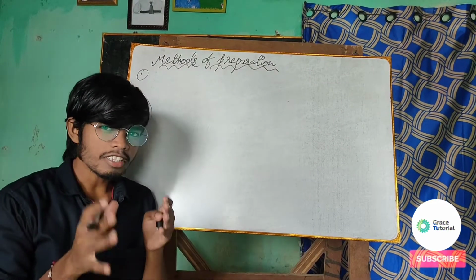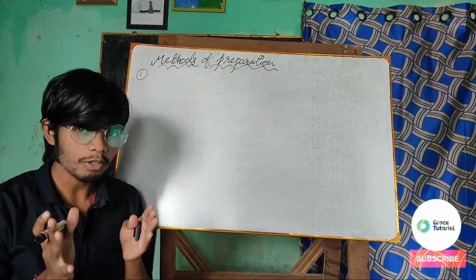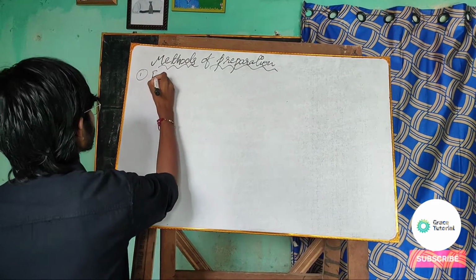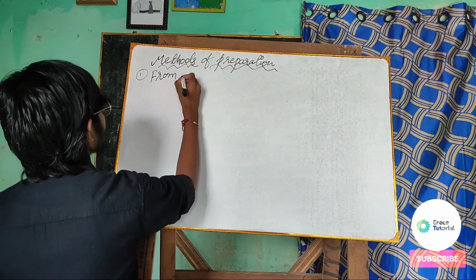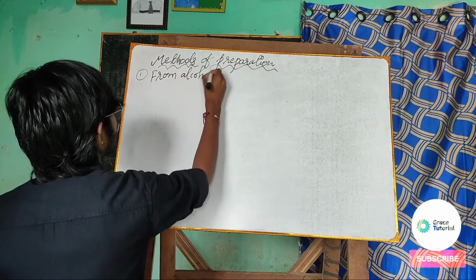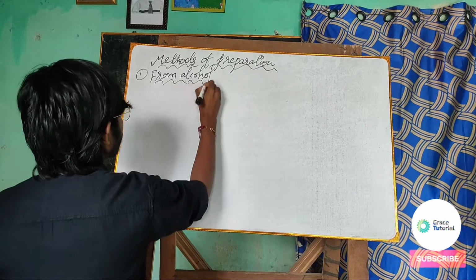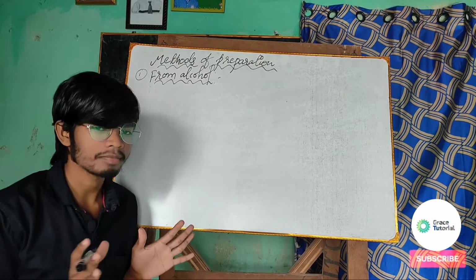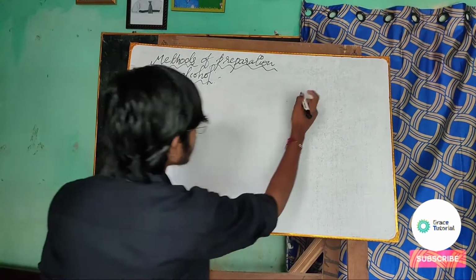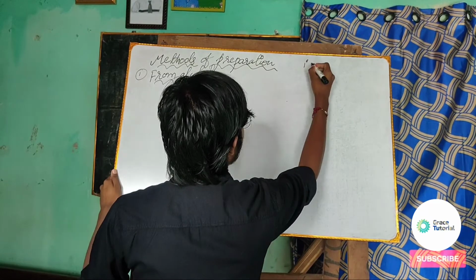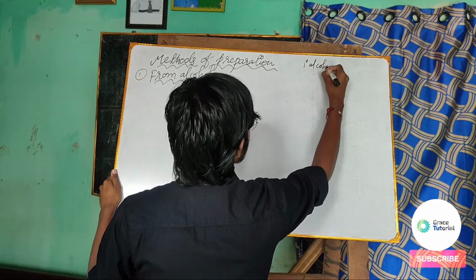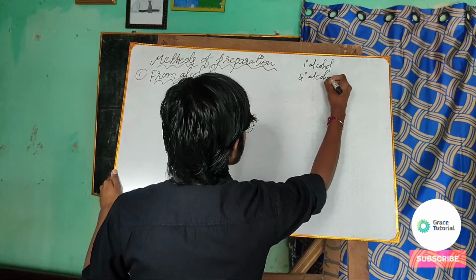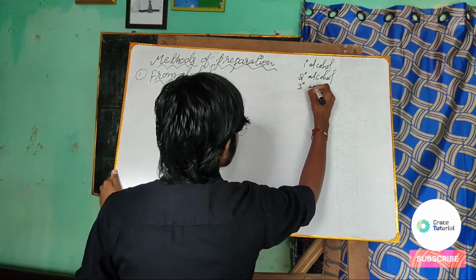So if we consider the methods of preparation of carboxylic acid, the first method we have is from alcohol. So now we have to try to prepare the carboxylic acid from alcohol. But how? You see, we have three types of alcohol. One is the primary alcohol, another secondary alcohol, and third one tertiary alcohol.